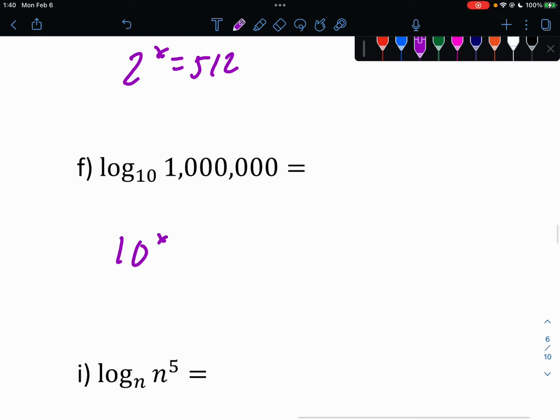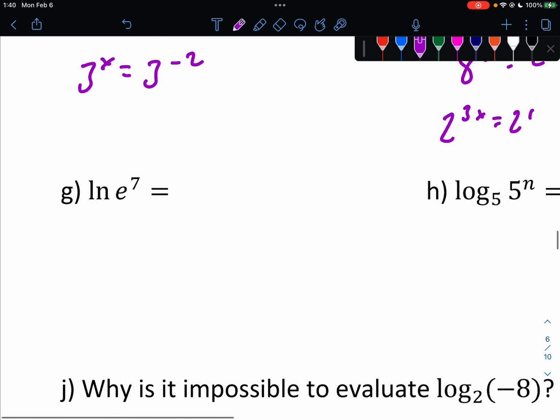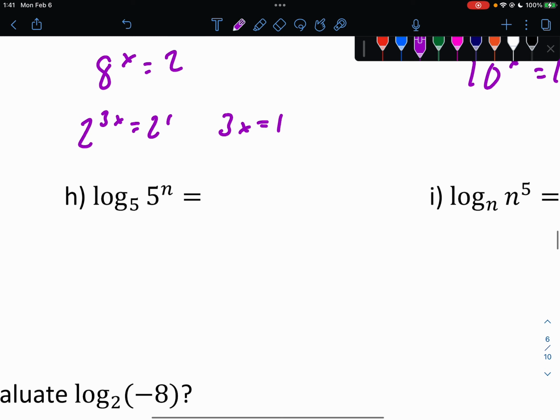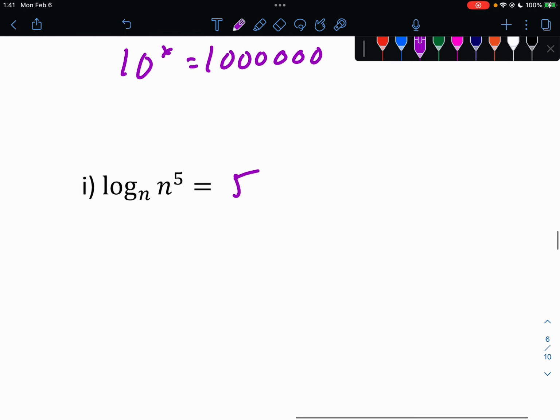10 to what power would give me 1,000,000? 10 squared is 100. 10 cubed is 1,000, and so forth and so on. So this would be 10 to the 6th power. ln of e to the 7th, well, that's just 7. Because remember, that's e to what power would give you e to the 7th. Log base 5 of 5 to the n, that's just n. And log base n of n to the 5th would be 5.